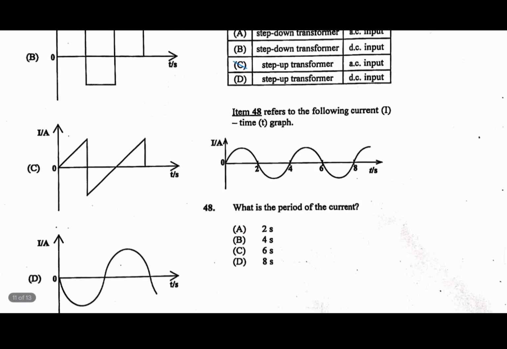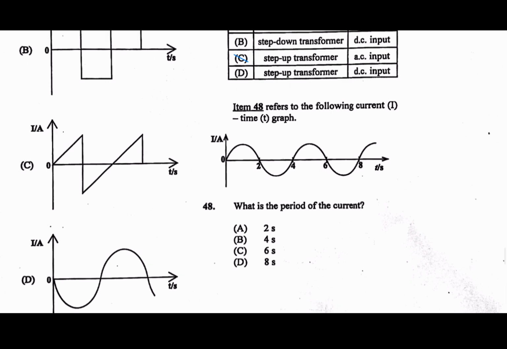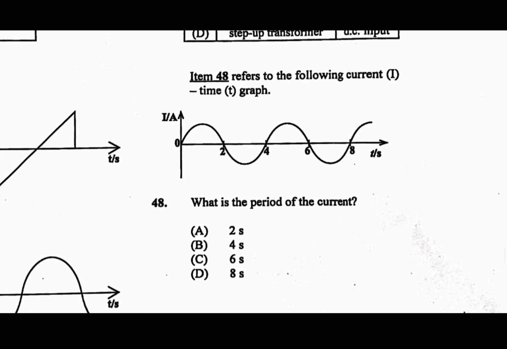48. What is the period of the current? So what exactly is period? Period is the time it takes for one full oscillation. So this is what I mean by one full oscillation. Then we have another full oscillation here. And this is looking like a quarter of an oscillation. So we have 2 full oscillations. So the time period would be from the start to the end of one full oscillation, which is 4 seconds in this case. So it's 4 seconds.